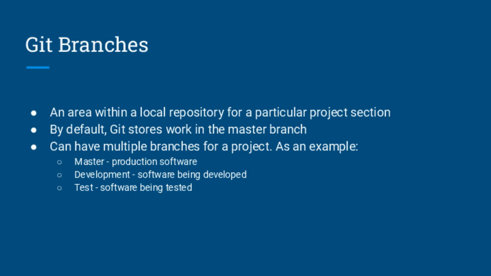A branch is an area within a local repository for a particular project section. By default, Git stores work in the master branch. You can have multiple branches for a project. For example, you may have a master branch for production software, a development branch for software being developed, and a test branch for software being tested.